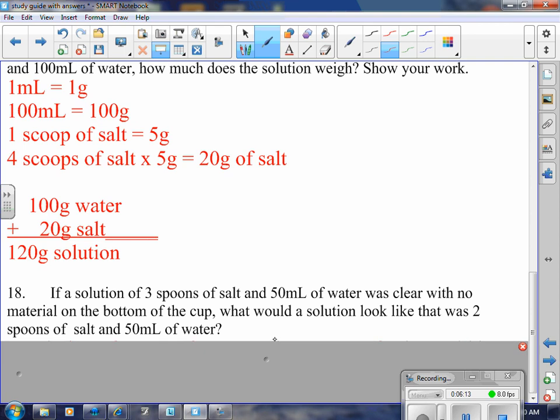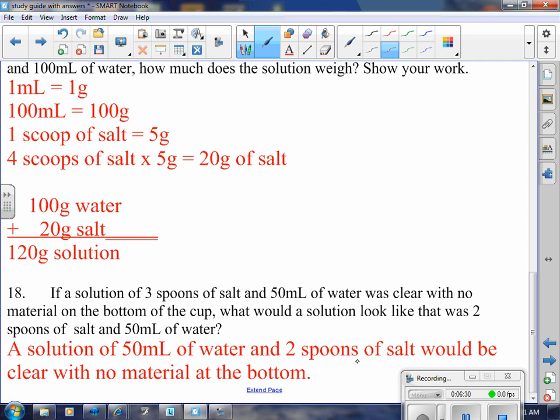Okay. If a solution has 3 spoons of salt and 50 milliliters of water, it was clear with no material at the bottom. What would a solution look like that was 2 spoons of salt and 50 milliliters of water? Well, notice this one has more. So if it has less stuff in it, it would look the exact same, right? Because it has actually less stuff in it. It would be clear with no material at the bottom. Now, if it had more stuff in it, it could look different.